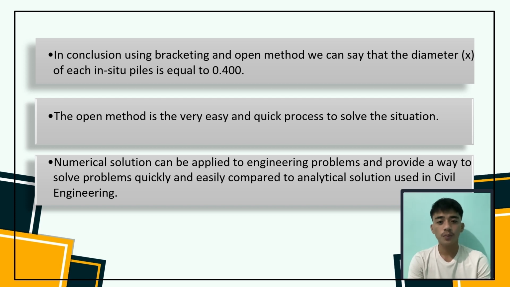Moreover, numerical solutions can be applied to engineering problems and provide a way to solve problems quickly and easily compared to the analytical solutions used in civil engineering. It can be programmed and can be used for any mathematical problem in engineering.